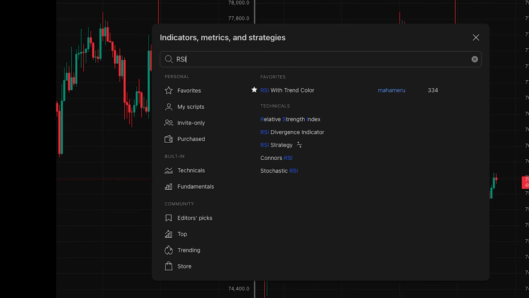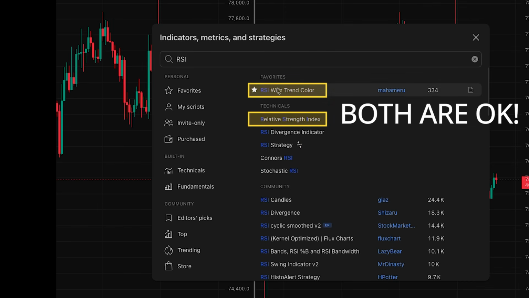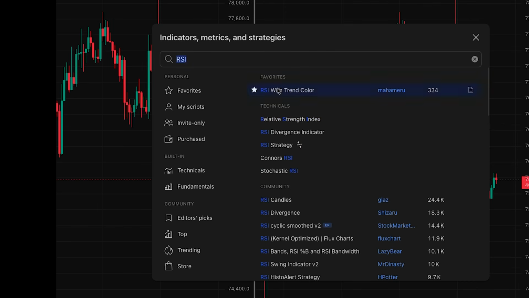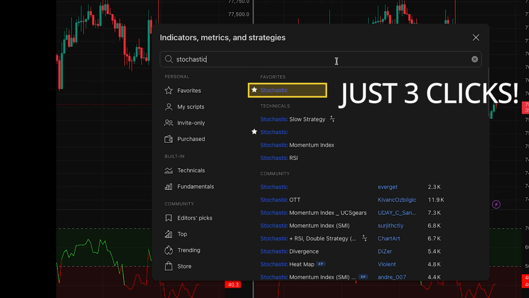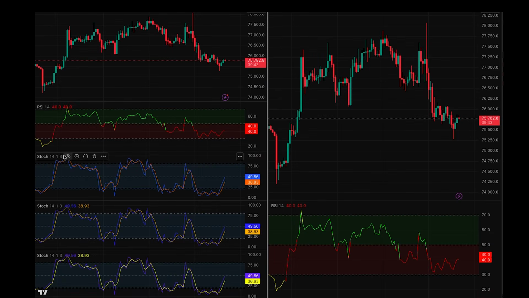First, search for RSI. That's it for RSI. Next, search for Stochastic. We're going to add 3 stochastics. You should see all 4 indicators now.